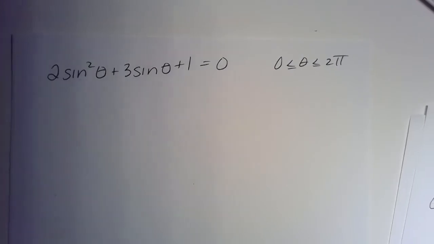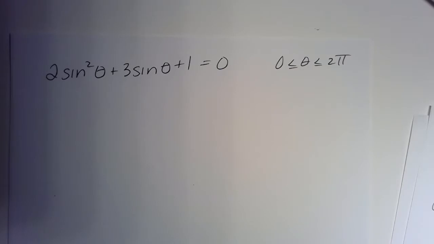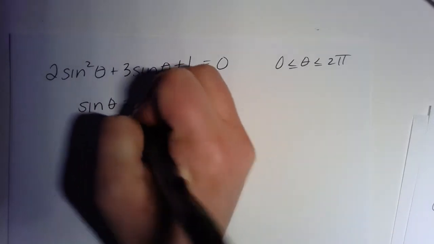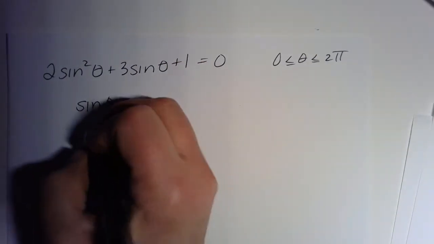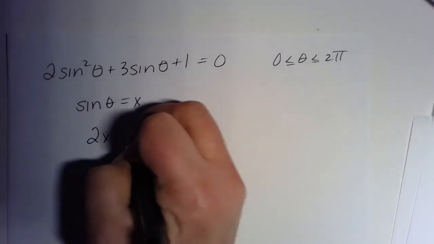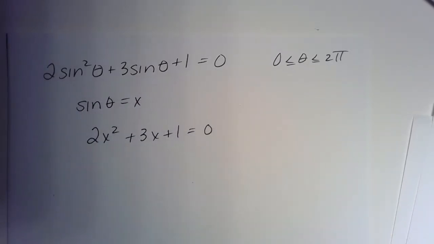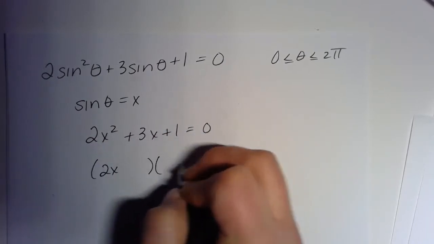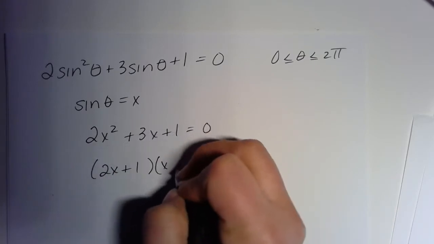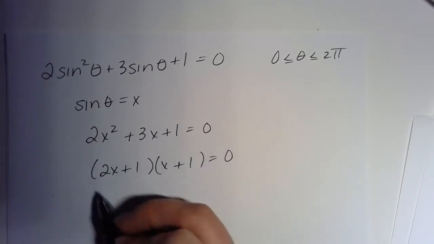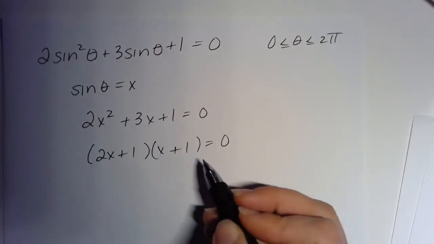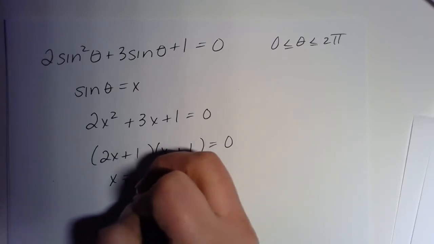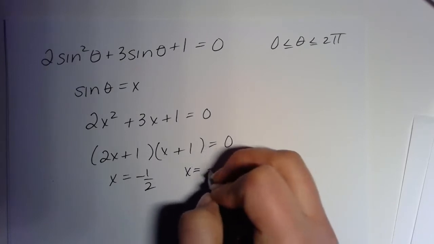Well, let's see. It kind of looks like I could factor it, right? If I think of the sine of theta as x, let's rewrite this so it's a little less complicated. This would be 2x squared plus 3x plus 1 equals 0. Okay, I think this factors, right? It would be 2x plus 1 and x plus 1 equals 0. Do I get the middle term? I get 1x, 2x. I do. So I have 2x plus 1 equals 0, and x plus 1 equals 0. So I'm going to go ahead and solve for x. This one will give me x equals negative 1/2, and this one will give me x equals negative 1.